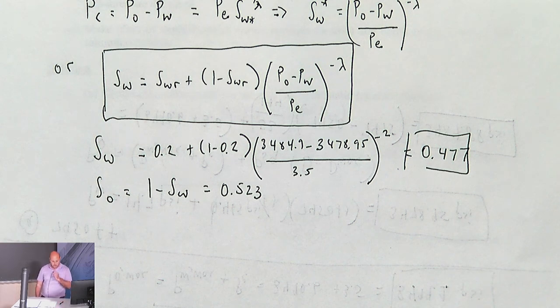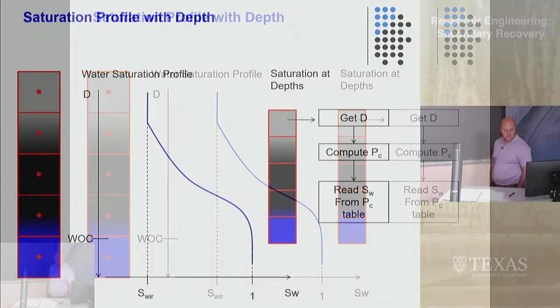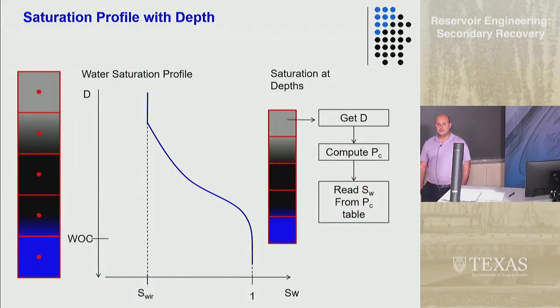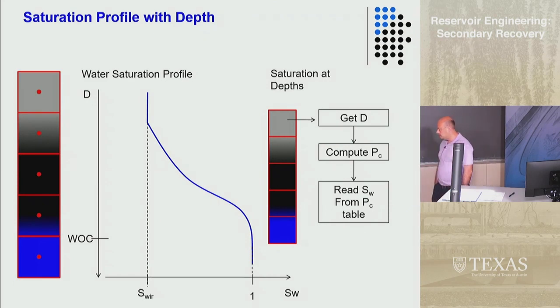So the next question has to do with something called the free water level. I'll show this first. So this is what you're going to get. You're going to get a plot that looks something like this. At the water oil contact line and below the water oil contact line, the water saturation is 100%, but then it decreases as you go farther up. And at some point, you're going to really approach your initial or residual water saturation, which is 0.2. Okay, so that is the irreducible water saturation, 0.2.